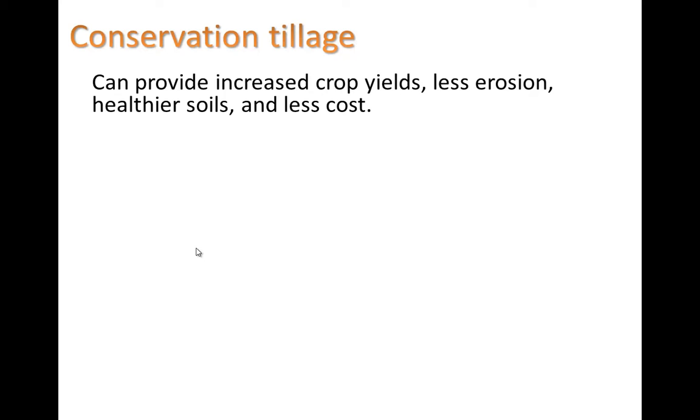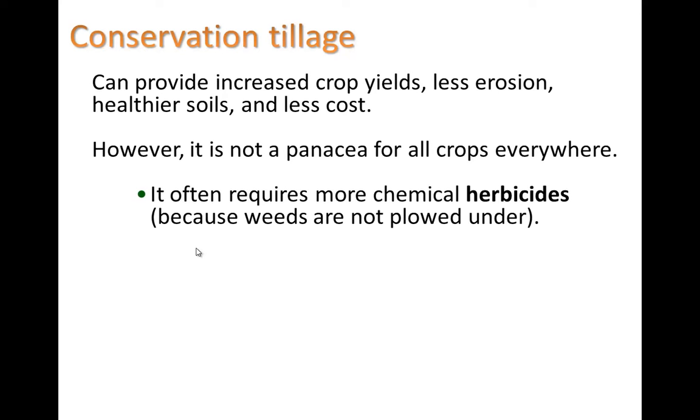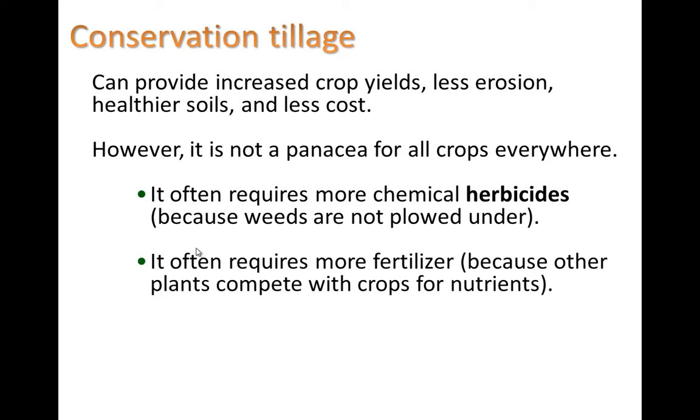So some details about conservation tillage. It can provide increased crop yields, less erosion, and healthier soils at lower cost, because you don't have to go through the process of tilling, and that takes fossil fuels to run your tractor and everything. However, it's not a panacea for all crops everywhere, because it often requires more chemical herbicides because weeds are not plowed under. That's one reason we plow, we get to bury the weeds and kill them. Now you need to use chemical herbicides to help control them. And it often requires more fertilizer because other plants are competing with crops for the nutrients, and some of those weeds, for example.